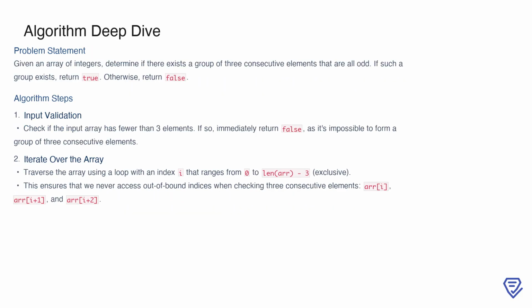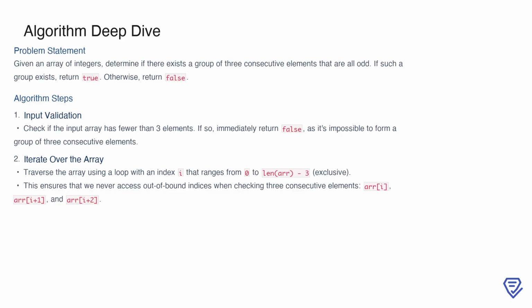The problem asks us to determine if there exists a group of 3 consecutive odd numbers in a given array. If such a group is found, we return true. Otherwise, we return false. To solve this, we start by validating the input. If the array has fewer than 3 elements, it's impossible to form a group of 3 consecutive numbers, so we return false immediately. Next, we iterate over the array using a loop.